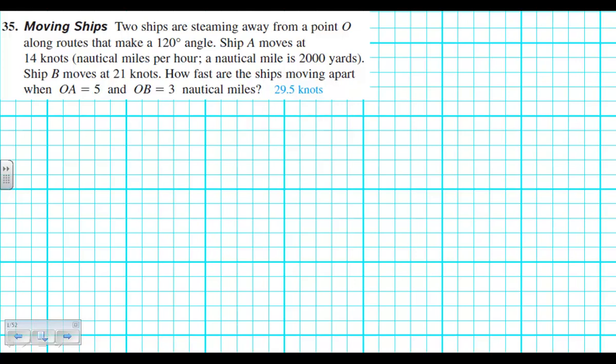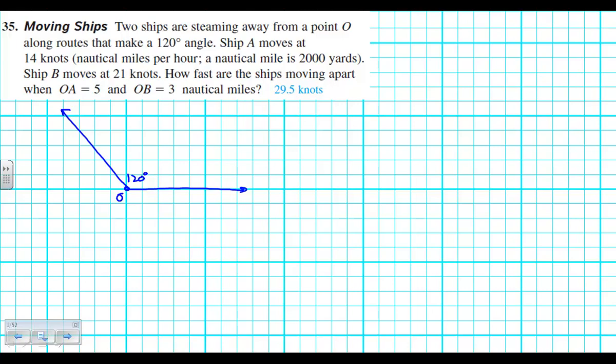So here's problem number 5. Two ships are steaming away from point O, the origin assumed, along routes that make a 120-degree angle. So let me draw that out. Here's O. Let's make this one going this way, and then let's make it going that way, and let's say 120 degrees between them. There we go.